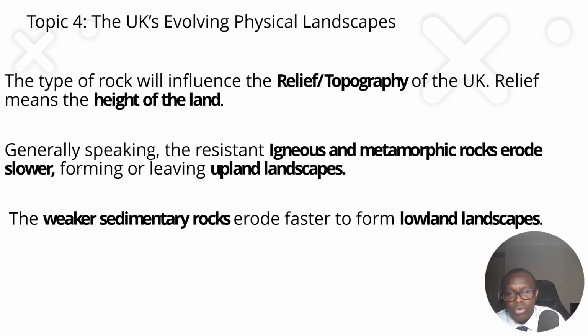And as a general rule, the igneous and metamorphic rocks will erode slower because they are more resistant and will end up forming upland landscapes. Then the weaker sedimentary rocks will erode faster to form lowland landscapes. Although having said that, some of the sedimentary rocks are slightly more resistant and may end up forming upland landscapes, as we'll find out later on.